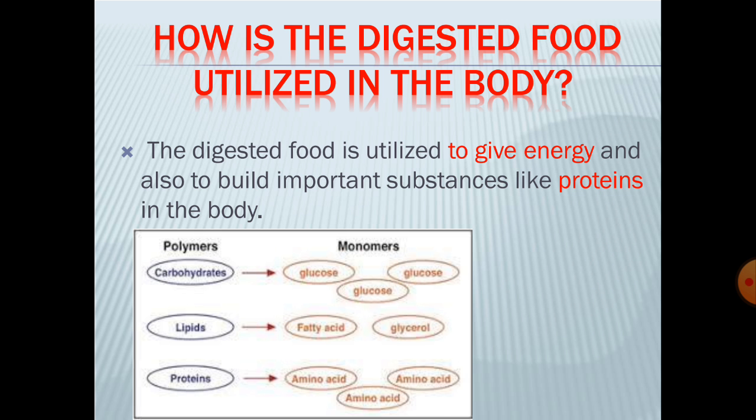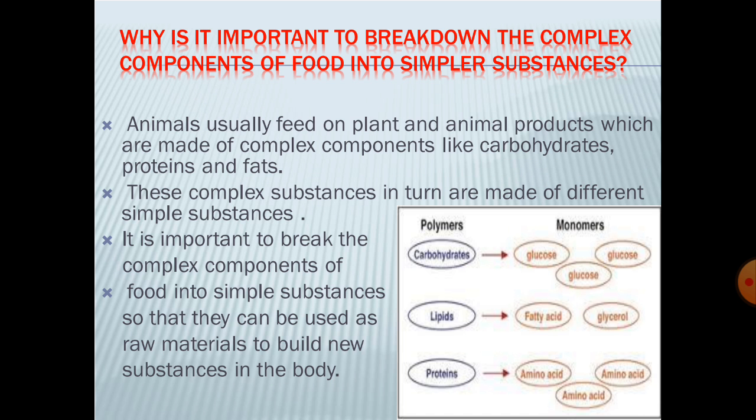How is the digested food utilized in the body? The digested food is utilized to give energy and also to build up some important substances like proteins in the body. Why is it important to break the complex components into simple forms? Animals usually feed on carbohydrates, proteins, and fats, which are complex components. These complex components are made up of simple substances. It is important to break them into simple forms so that they can be used as raw materials to build new substances for the body.